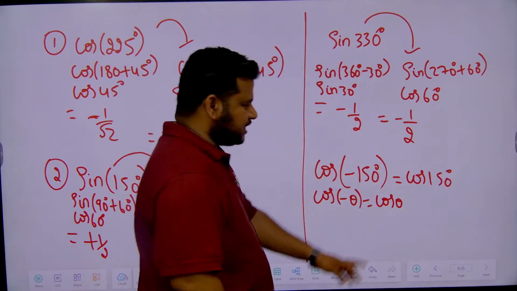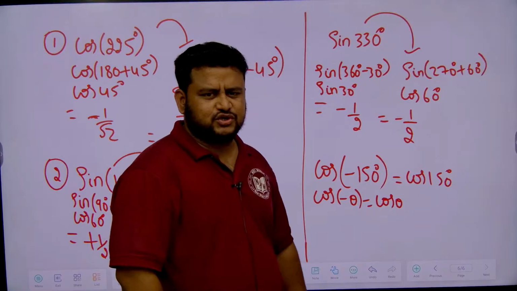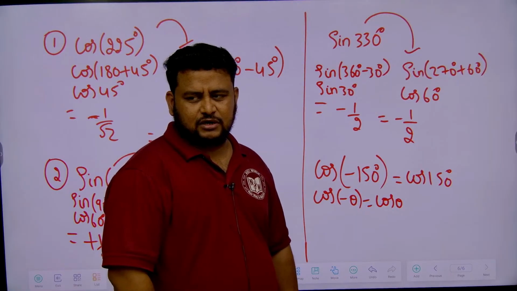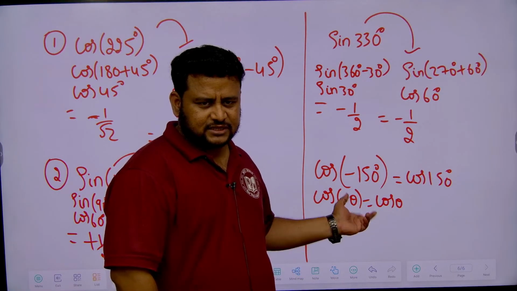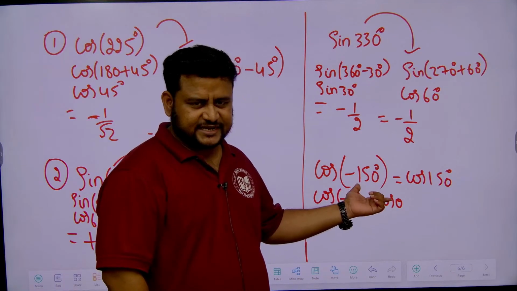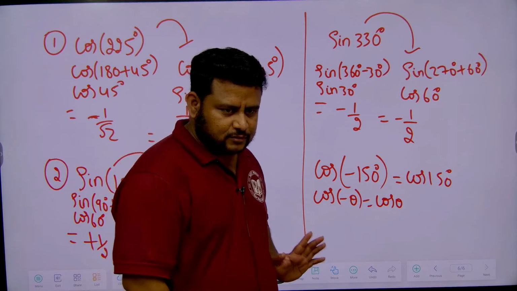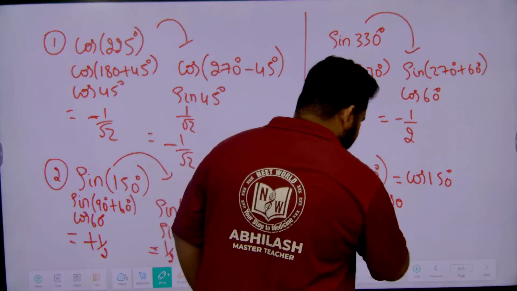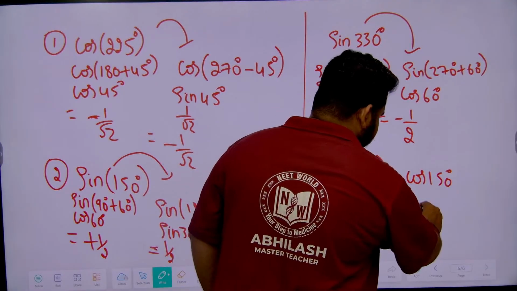Now this is the original angle, 150 degree. 150 degree is in which quadrant? Second quadrant. In the second quadrant, sin is positive, cos is negative. So our answer will be negative. Okay, because we are having cos here, our answer will be negative. So what can I write? Cos 150, I can write it as what?